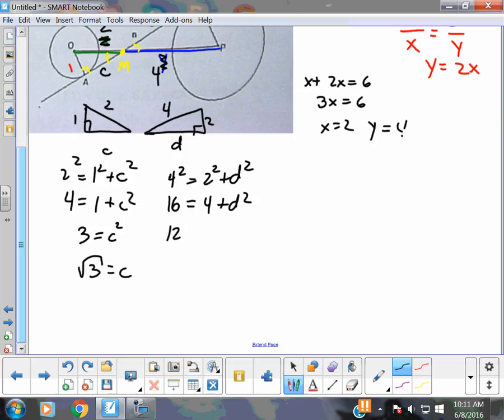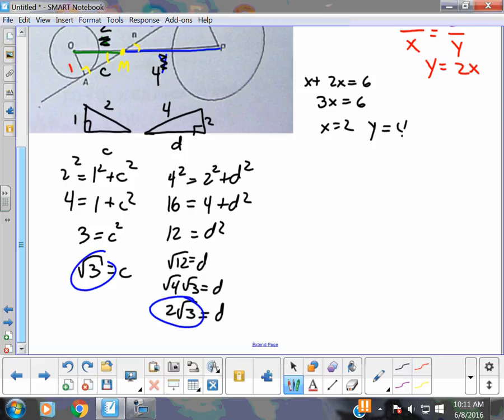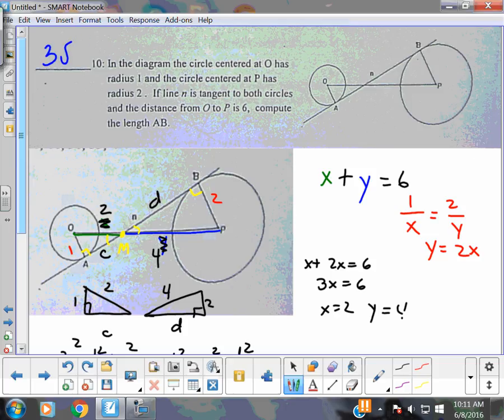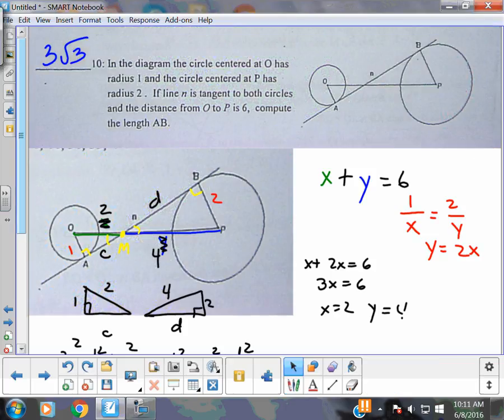Alright? You get 12 equals D squared. You get the square root of 12 equals D. Square root of 4, square root of 3. And this is where radicals from Algebra 1 really stand up and say, hey, alright, there's C and D. So now we just got to add them. 1 square root of 3 plus 2 square roots of 3. The answer to number 10 is 3 square roots of 3.